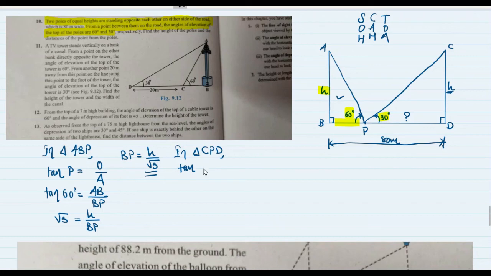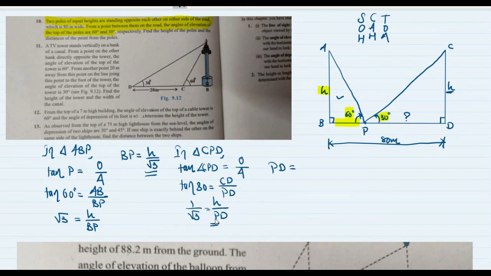It is actually a little confusing. So you can write tan of angle CPD is equal to opposite upon adjacent, that is tan of 30 is equal to opposite is CD upon adjacent is PD. Tan 30 is 1 by root 3. CD is H. PD, we don't know PD. So can you tell me how much PD will be?